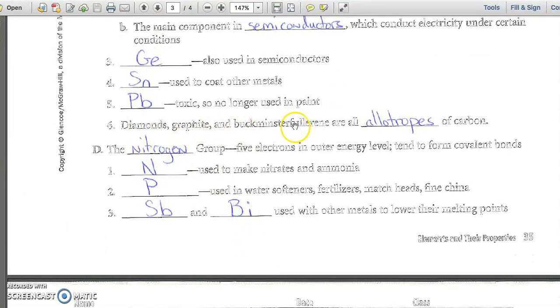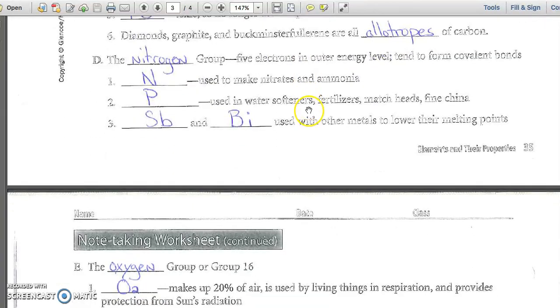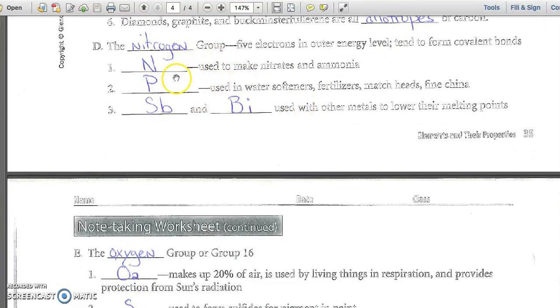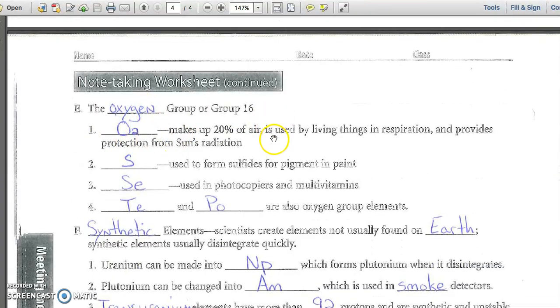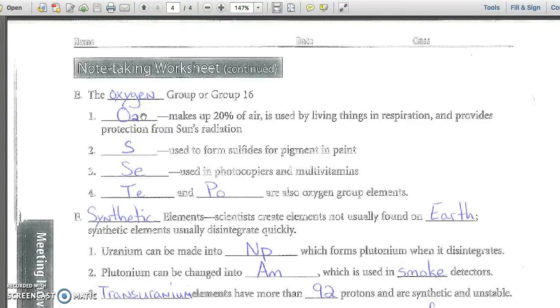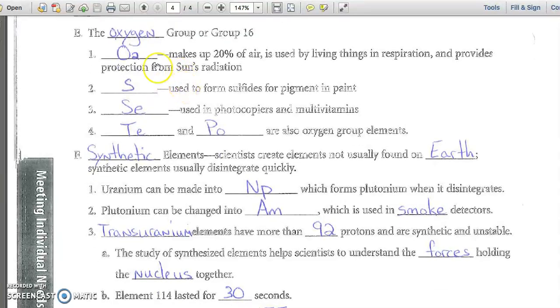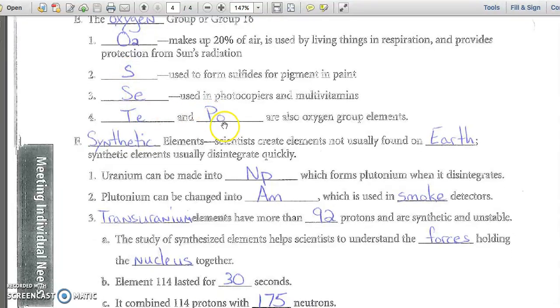Allotropes: diamond, graphite, Buckminster fullerene, right? We read about those. We talked about those some previously. Nitrogen group: nitrogen, phosphorus, antimony, and bismuth. The oxygen group, O2. Really, oxygen is just O by itself as an element, but it's one of those diatomic molecules that forms in pairs. So O2 is what we actually have in our air to breathe. Not just individual oxygen atoms, but O2. It's a diatomic molecule. Sulfur, selenium, tellurium, and polonium.